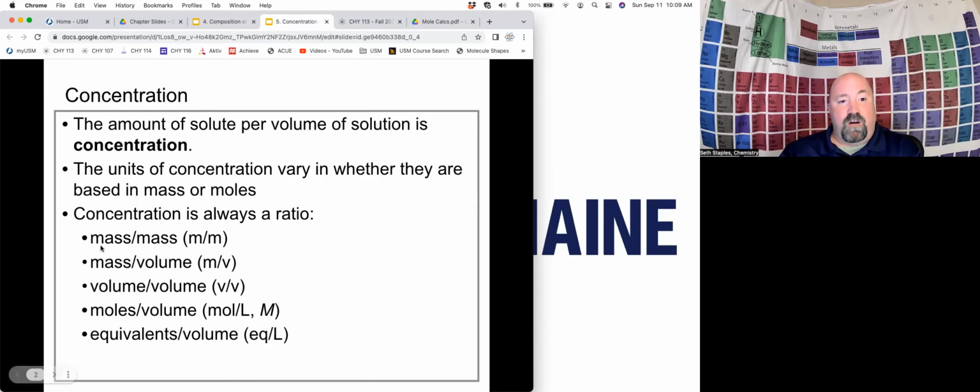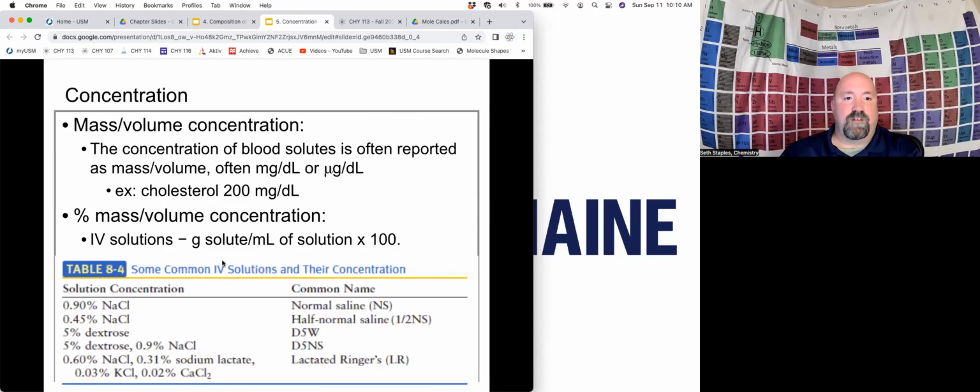And so some of our concentrations could be mass. Maybe we've got the mass of our solute divided by the mass of our solution, mass to volume, maybe the mass of our solute to the volume of the solution, volume and volume, and so on. Moles we'll work with. We'll see this one a fair bit, especially in this course, and in 114, you'll see molarity, which is the number of moles of solute per volume of solution. And then we'll briefly talk about something called equivalence. And so let's start looking at some of these.